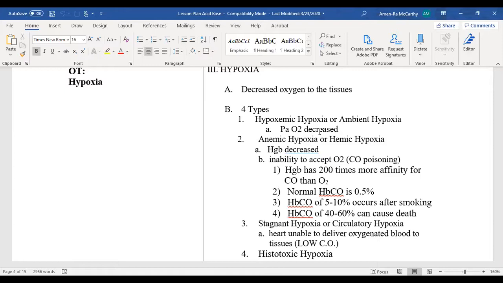Now, there is a normal carbon monoxide amount, because we live in a combustible fossil fuel world. The world is made of carbon, and so we burn carbon all the time, wood burning or whatever. It's going to be naturally in your system. So the normal HbCO, look at this, HbCO is carboxyhemoglobin.